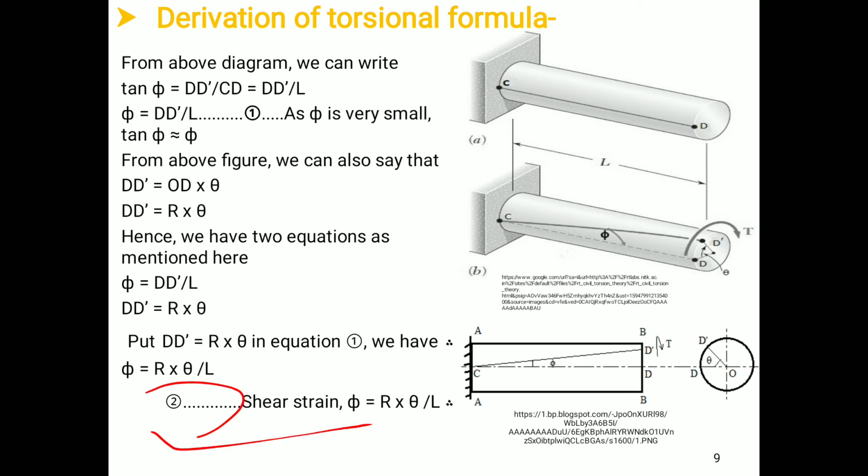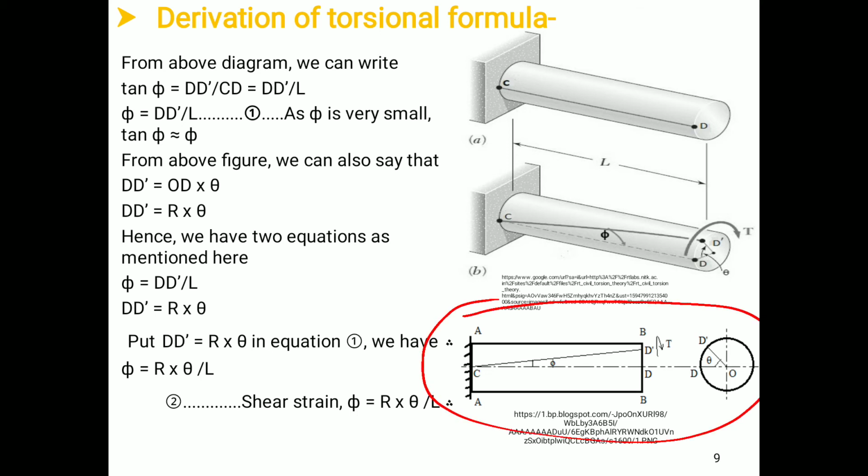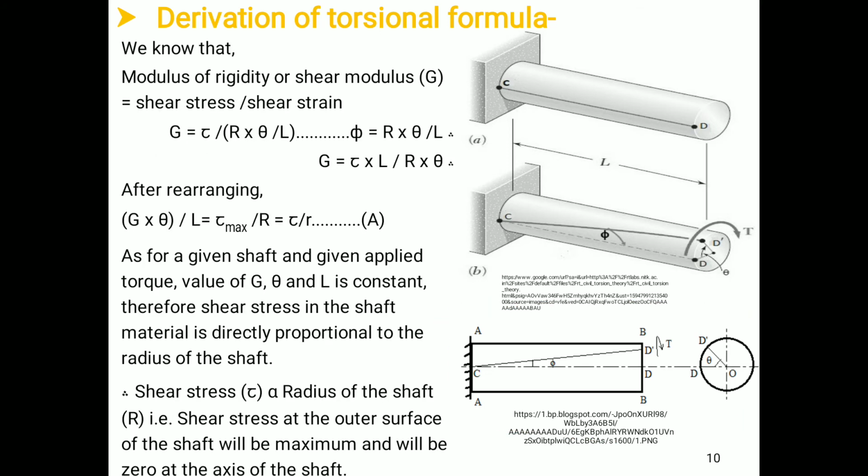Again these two should be over here. This is the equation number 2, but due to a problem in the application this 2 is shifted to the left hand side. So our equation 2 is shear strain phi is equal to r theta upon L. Remember that the entire equation we have derived from these two figures only. So concentrate on these two figures.